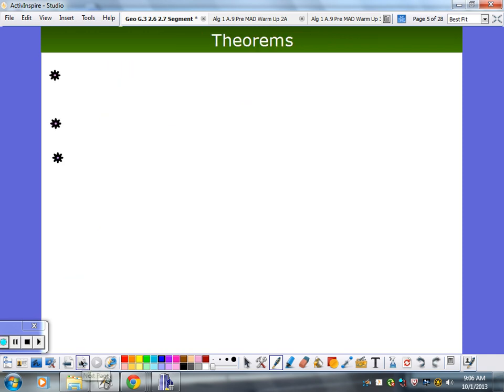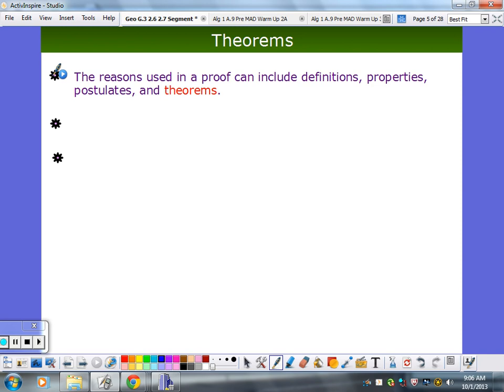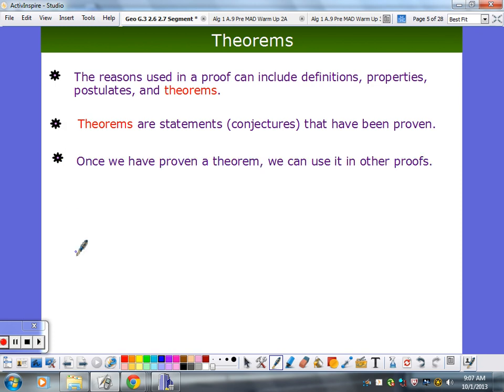Nice. Okay. Theorem. The things that we can include in proofs, we can include lots of things: definitions, properties, postulates, and theorems. We've discussed theorems a little bit. These are conjectures that we have proven. So you do some inductive reasoning, you throw out a conjecture, and now you've proven it using one of these deductive type proofs. Now this theorem is another fact that we can use. Once we have proven a theorem, I can use it elsewhere.